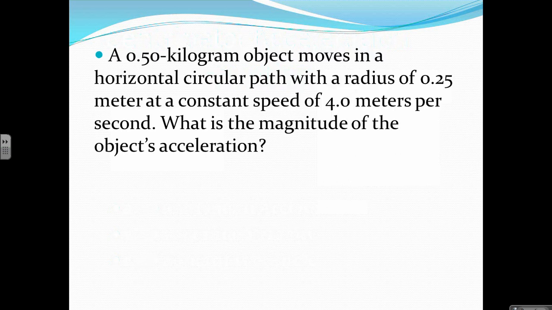So let's try an example of this. Here we have a 0.5 kilogram object that moves in a horizontal circular path with a radius of 0.25 meters at a constant speed of 4.0 meters per second. What is the magnitude of this object's acceleration? So our variables, we have mass equal to 0.5 kilograms, radius equal to 0.25 meters, and velocity equal to 4 meters per second.